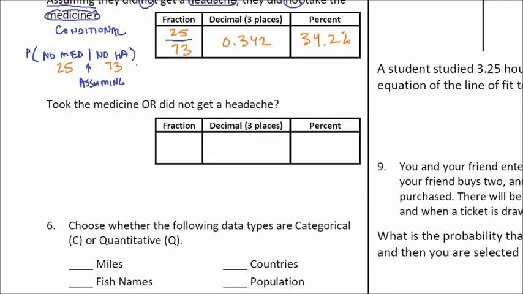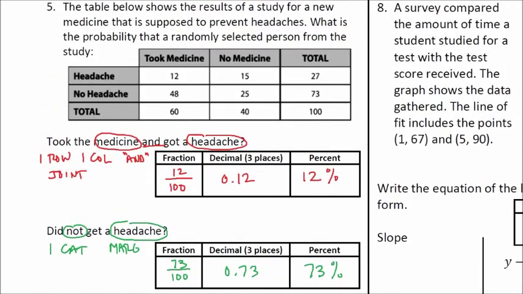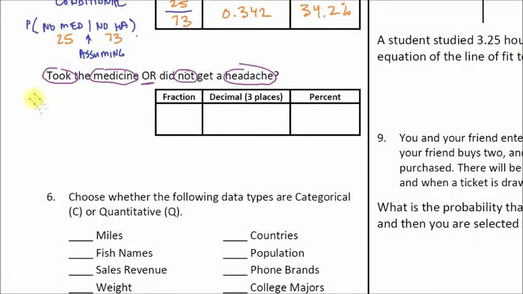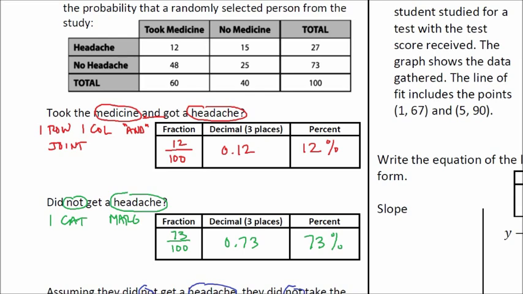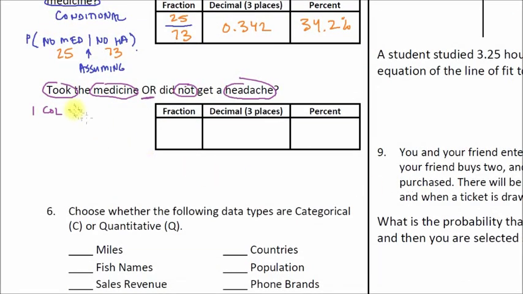What's the probability of selecting a person that took the medicine or did not get a headache? So now we have our "or." Let's take a look at this with our or connector. Took medicine is a column, so I've got one column. Did not get a headache is a row, no headache. That's one row. And we are connecting these with the word or.